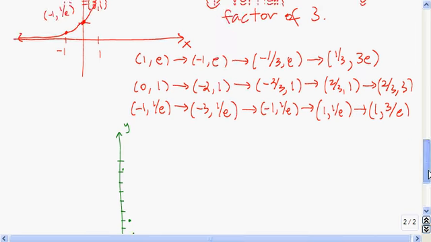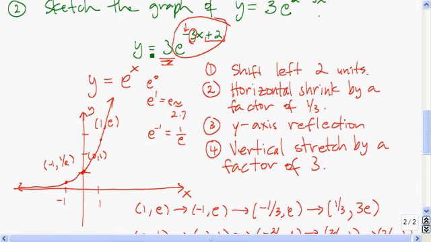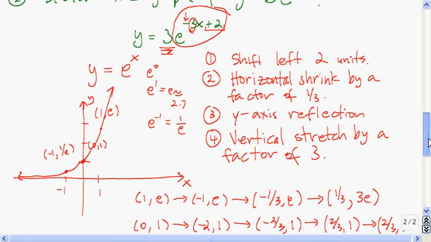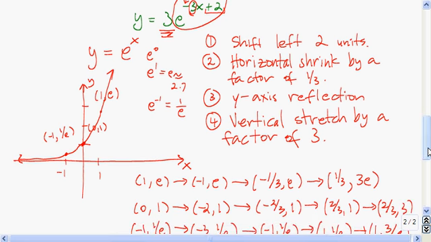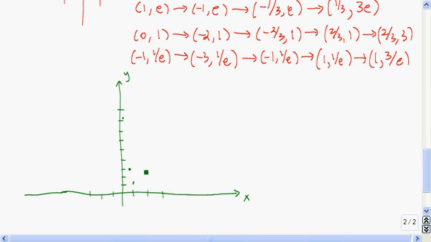For a parent function, the x-axis is a horizontal asymptote. Since we don't have a vertical shift, that horizontal asymptote won't move. So we still have the x-axis as a horizontal asymptote. Once again, the only way the transformation of your exponential function is going to move the horizontal asymptote is if you do a vertical shift. So we just connect these dots here.